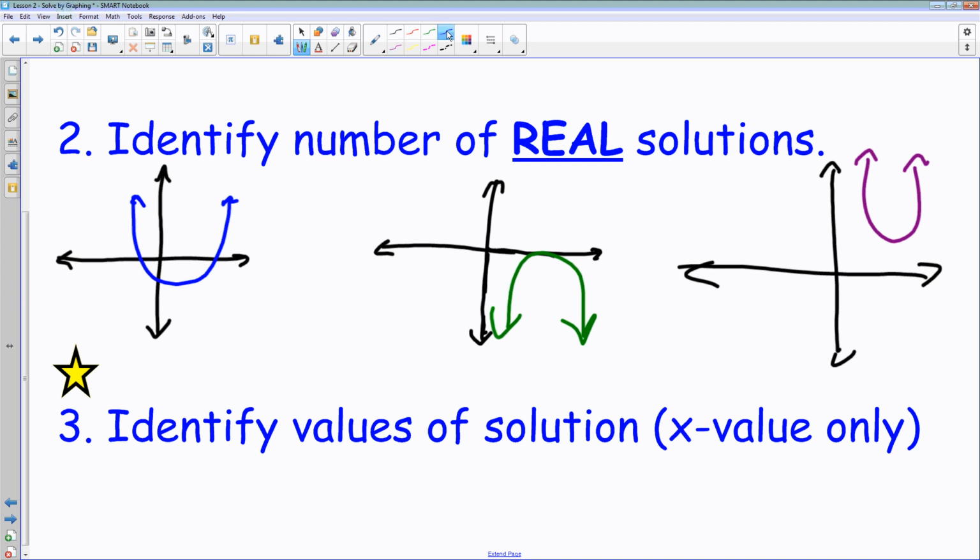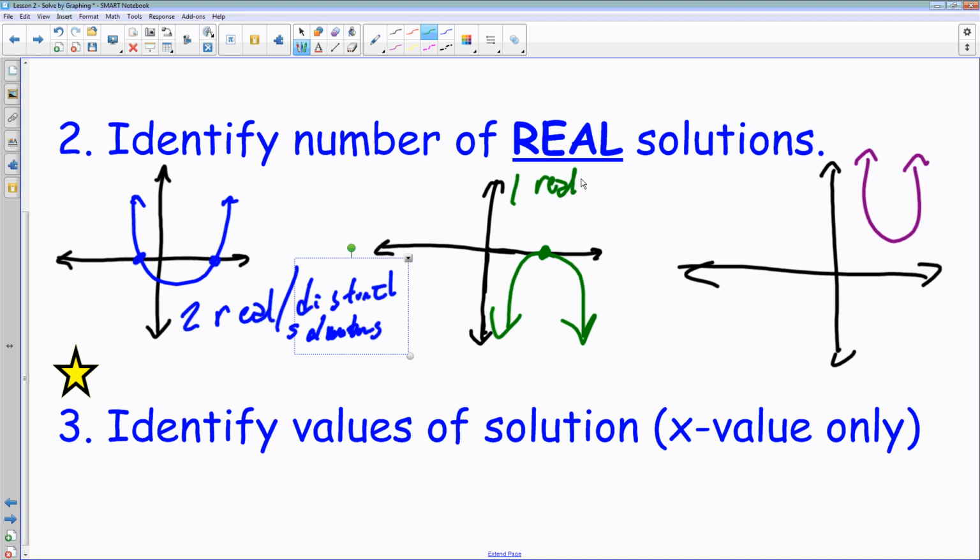So the first example here, you should note that we have 2 real distinct solutions. What I mean by distinct is that they're 2 different values, right? 2 definitely separate values. If you look at the second example, right, we only hit that x-axis one time. We just seem to kind of just graze it right there at that one point, that vertex point. All right, so we would say it has one real distinct root or one real distinct solution.